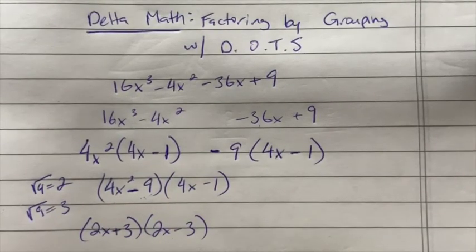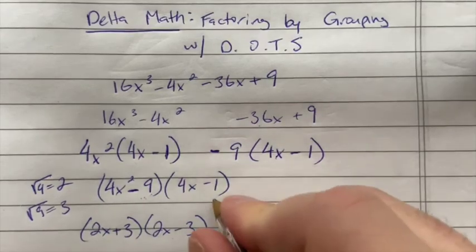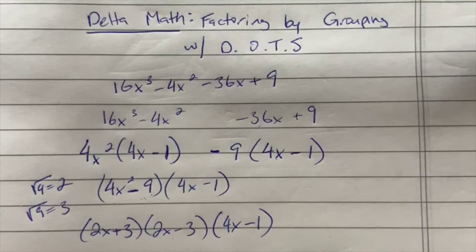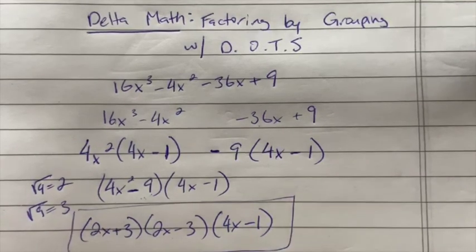If you're not sure, you can always FOIL to check. So 2x times 2x is 4x squared. 2x times negative 3 is negative 6x. 3 times 2x is positive 6x, so those will cancel out. And 3 times negative 3 is negative 9, so it does work. And then I'm just going to bring this guy down right here. So this is my final answer in this case.